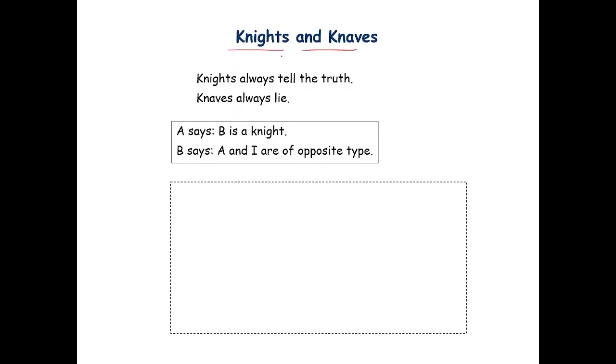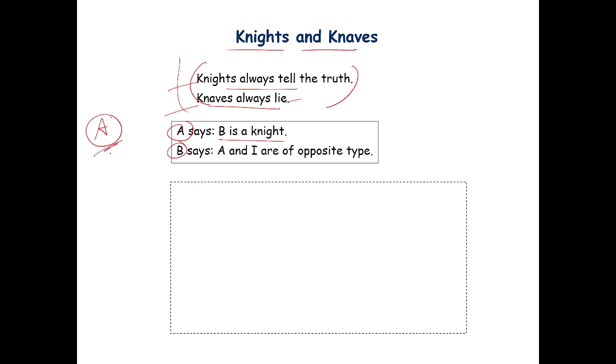Okay, knights and knaves. This is my favorite type. Knights always tell the truth. Knaves always lie. So A says B is a knight. B says A and I are of opposite type. In these cases, these are the hypotheses, okay? So you know that knights always tell the truth and knaves always lie. If you have a really small number of variables, you should always brute force your way through.